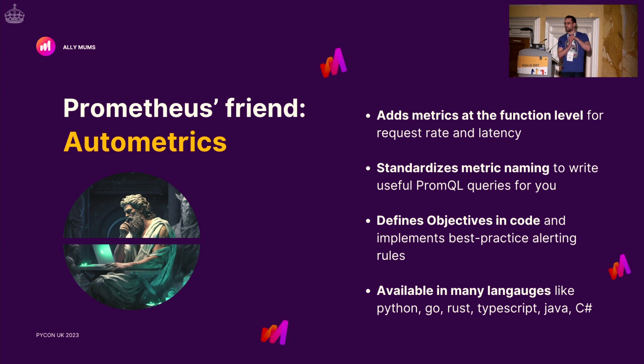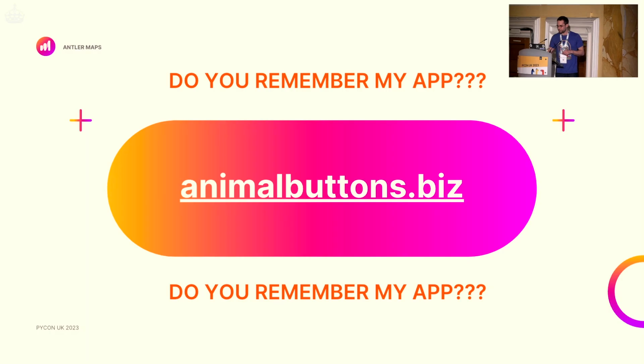OK, so bring in Prometheus's friend, autometrics. This is a library that adds metrics at the function level for things like request rate, error rate, latency. It standardizes metric naming so that it can write PromQL queries for you. Then it allows you to define objectives in code. And that means that you kind of get alerts based off of those objectives. And it's available in a bunch of different languages, but we'll focus on Python for today.